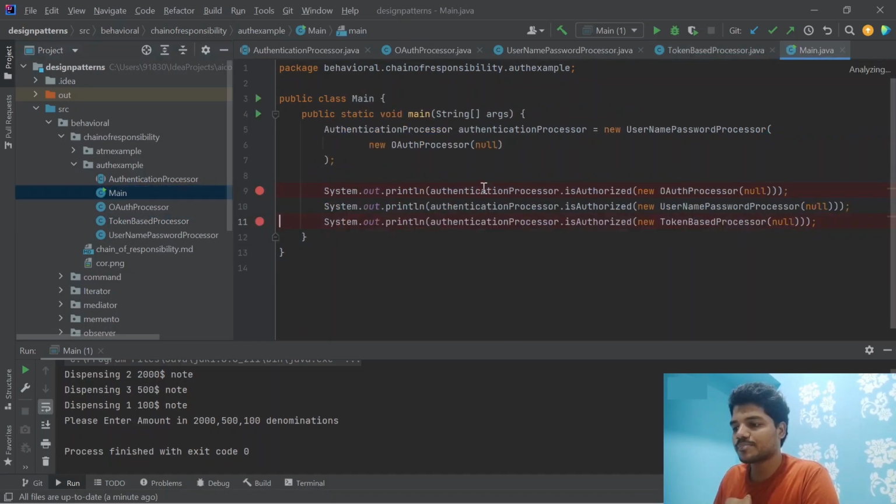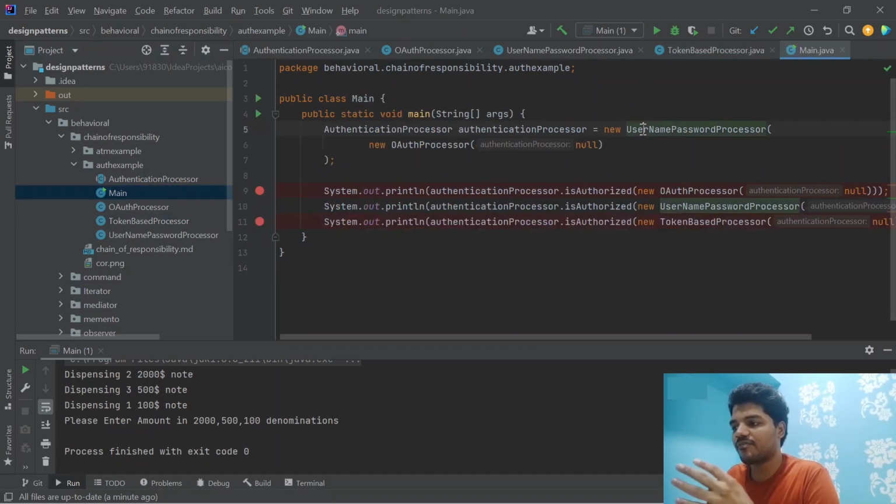So if you see the main program, I have a chain. The first is username, and next is the OAuth processor. At last it's null. First, I want to authorize with the OAuth processor. So I was checking, can I authenticate with the OAuth processor or not? In this chain, the OAuth processor is present, so we are expecting this to be true. Here also in this chain, username password is present, so we are expecting this to be true. But here I am trying to authenticate with the token based processor, and in the chain the token based processor is not there. So here it should fail.